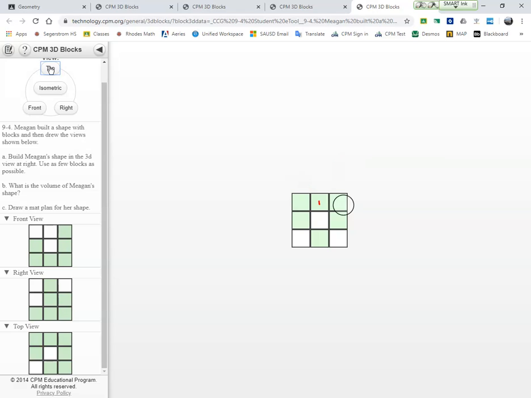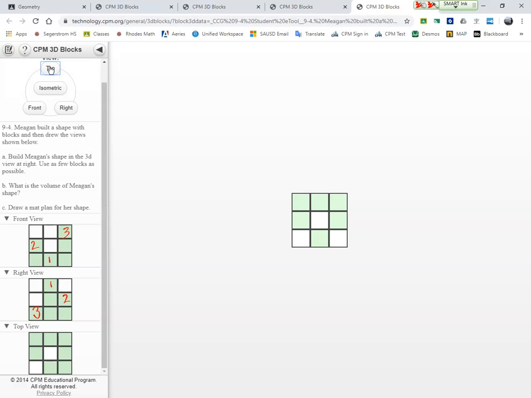Somewhere in here we got our 2, our 1, and our 3. And our front view tells us that the 2 is going to have to be in the front. So we've got 2 here, 1, and 3. And then we've got 2, 1, and 3. Somewhere in here we got our 2, 1, and our 3.